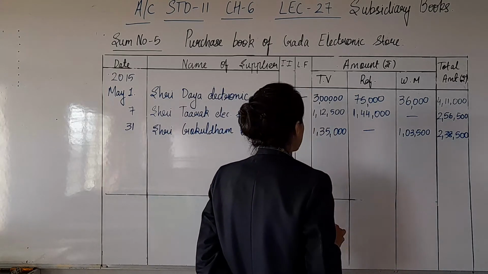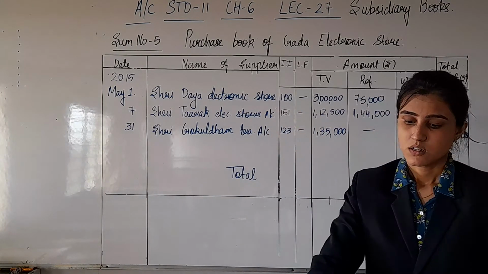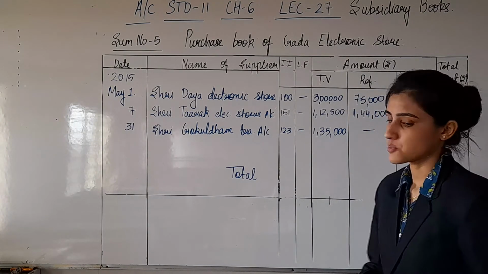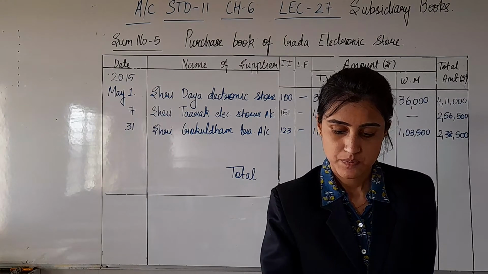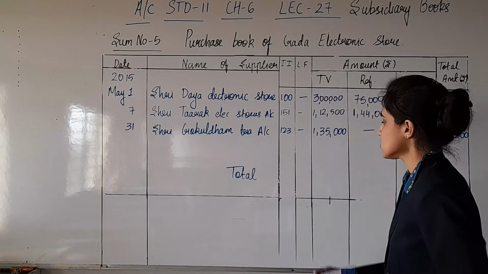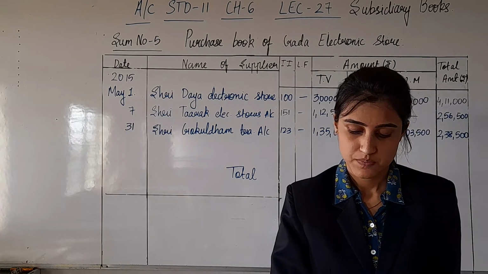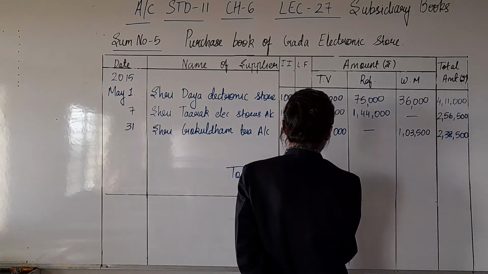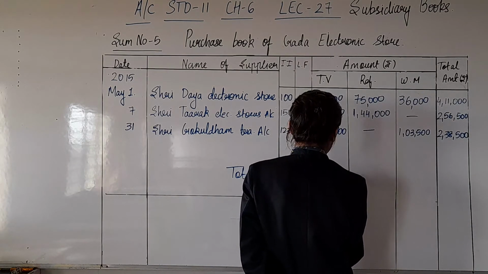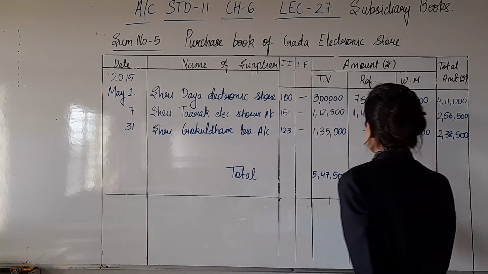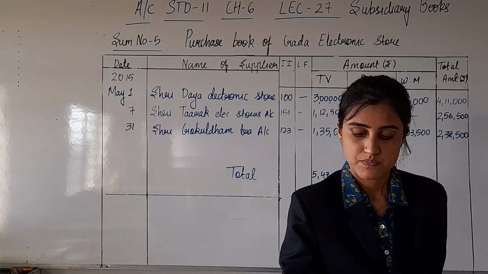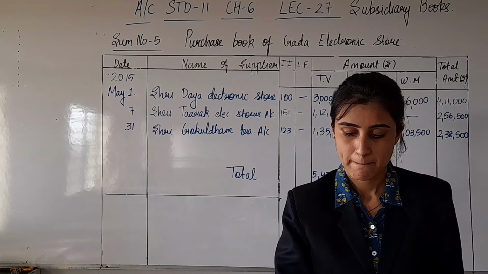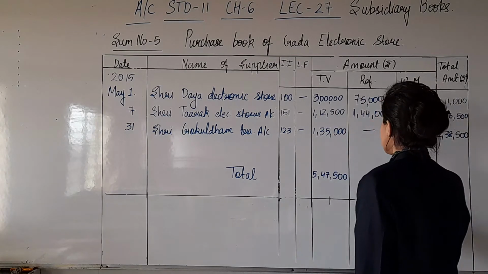Firstly, for TV, 3 lakh plus 1,12,500 plus 1,35,000, 5,47,500. Then for washing machine, 75,000 plus 1,44,000 gives you 2,19,000.